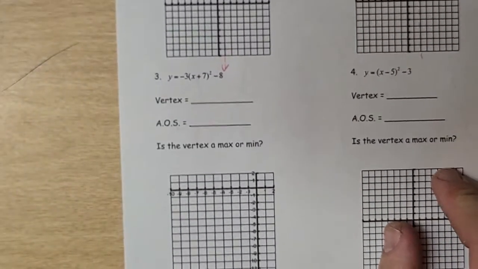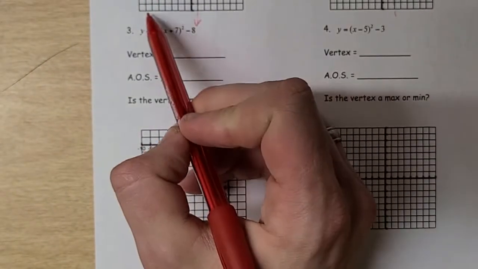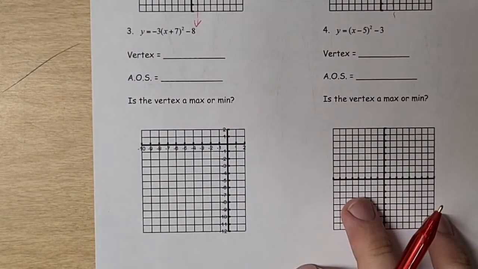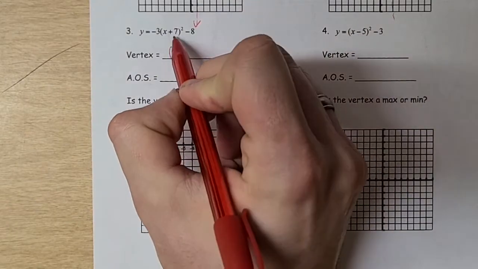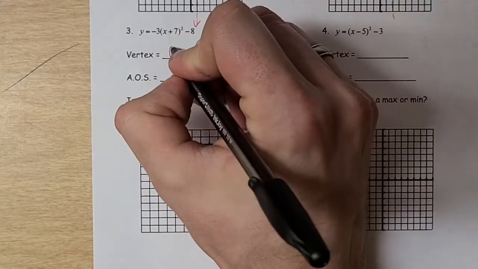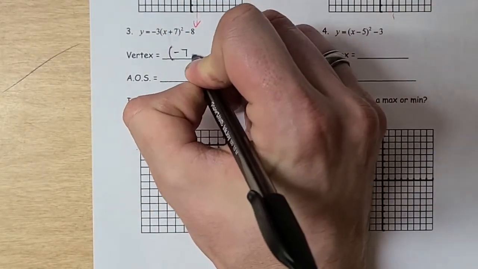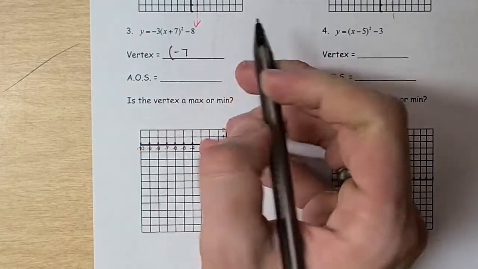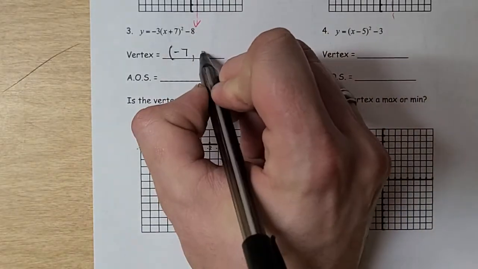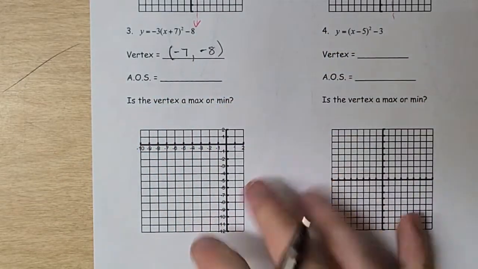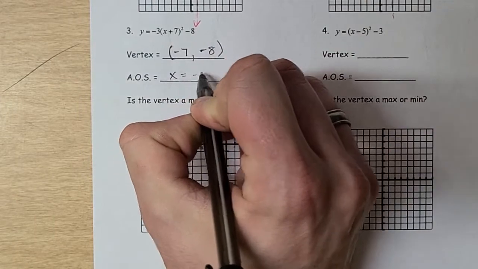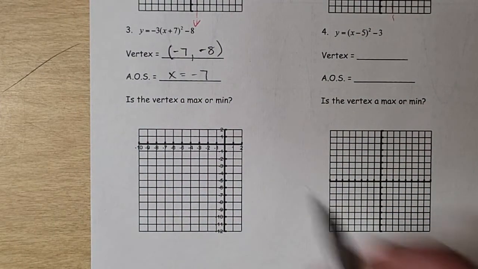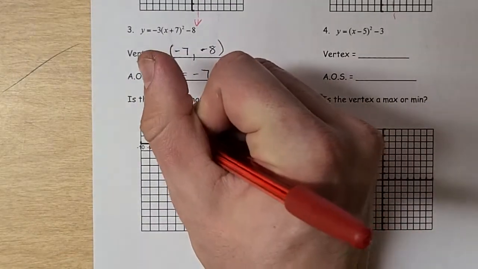All right, let's look at number 3. Slightly different because it's got a negative in front. We'll see how that changes things. My vertex is still the opposite of the inside. Stay consistent in my colors. So the inside is a positive 7, so the opposite would be a negative 7, comma the outside, which is a negative 8. Right now I can say the axis of symmetry is going to be at negative 7. X equals negative 7. That's going to be this line right here.